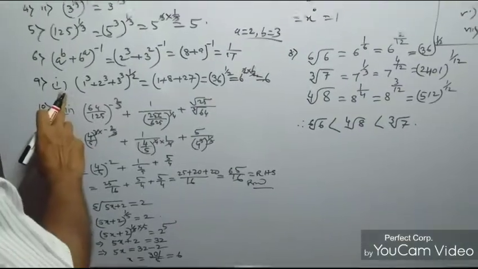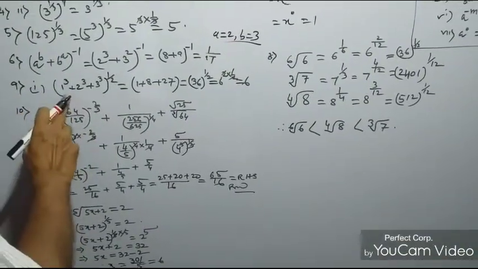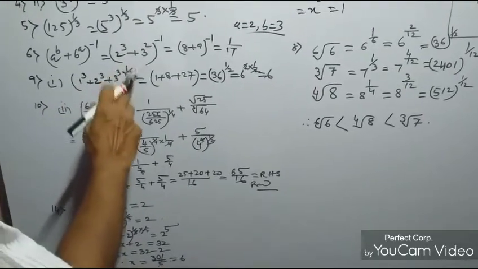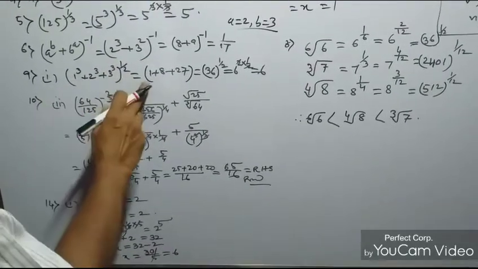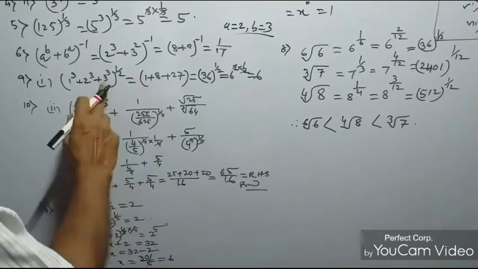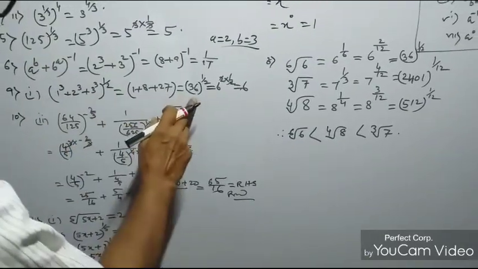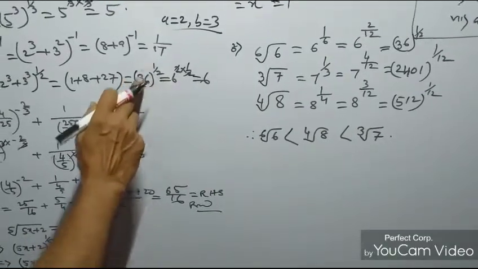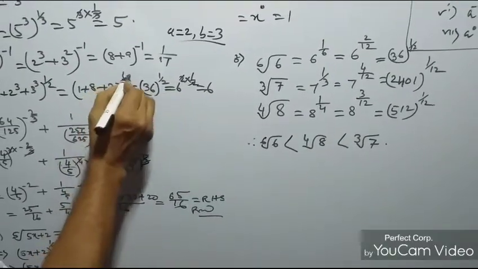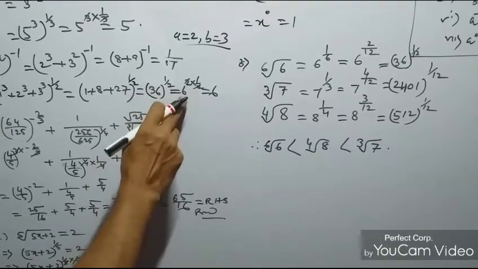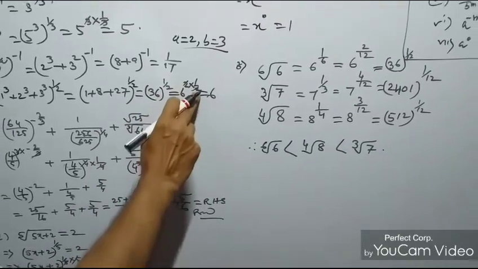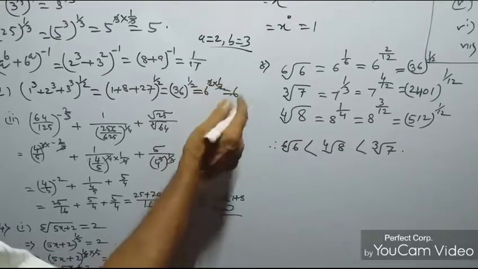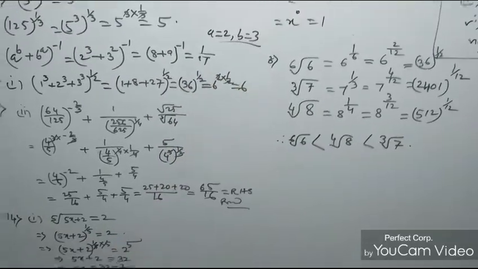Next is number 9, part 1. Evaluate this one: (1 cube plus 2 cube plus 3 cube) to the power half. So 1 cube is 1, 2 cube is 8, 3 cube is 27. That is actually coming 36, and this power is half. And 36 is actually 6 square, and the powers will be multiplied. So 2 into half, it is cut off, and this is 6 to the power 1, which means 6.